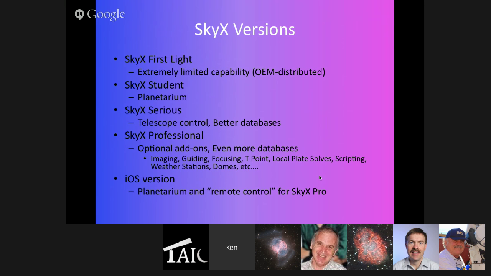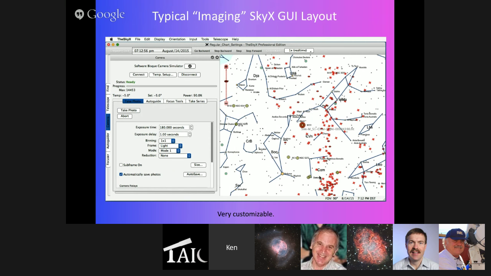So this is a typical imaging layout for SkyX Professional for me. And I'm simple. I have my chart set up to be looking like a paper chart. It's meant for clarity. All of my buttons have words on them. I don't, for instance, have cryptic icons up here that I have to figure out. The controls for the camera and so on take up a lot of the screen. If you look at the way different users have it set up, everyone sets it up differently because it's very flexible.